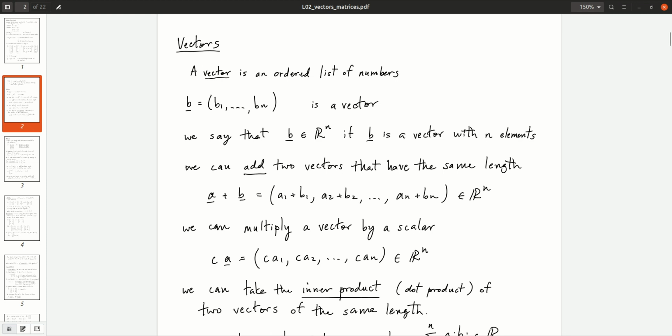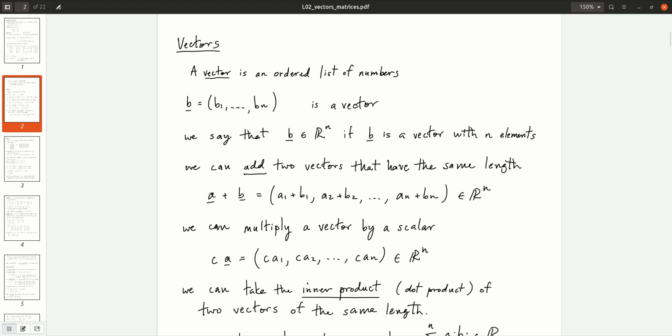Now, let's define this set of vectors, Rn. So we say that a vector b is in the set Rn if b is a vector with n real elements. So it's very simple. Rn just means this is a vector that has n elements and they're all real numbers.